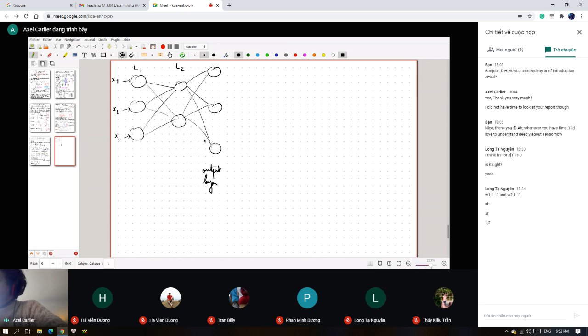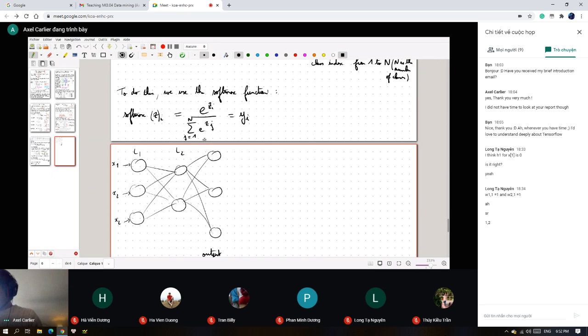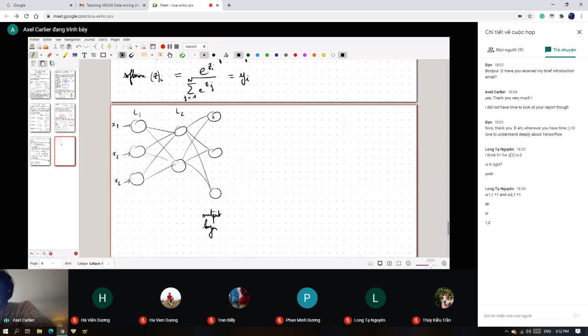What I call Z in my previous slide, Z here, would be what you get here: Z1, Z2, and Z3. And Z, for example, here would be this multiplied by this, plus this multiplied by this, plus the bias. Later, in order to get y1, y2, y3, you will apply the softmax to all of this.